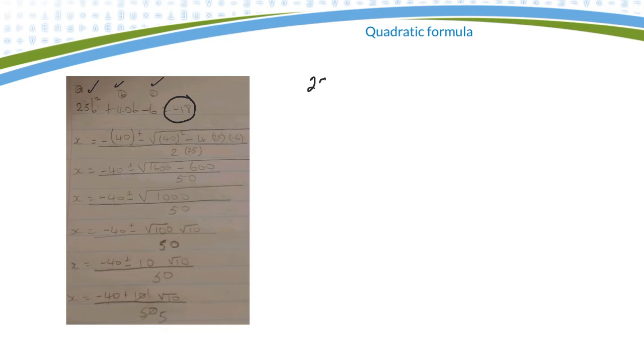So I think I'll go 25b squared plus 40b. It'd be minus 6 plus 18, so that'd be a plus 12. Look for a common factor. Yeah, no, there isn't one, darn. Okay, so now I can use the quadratic formula.